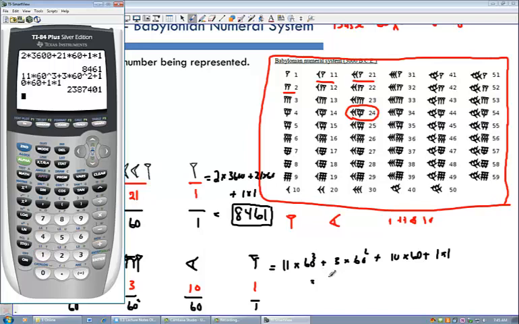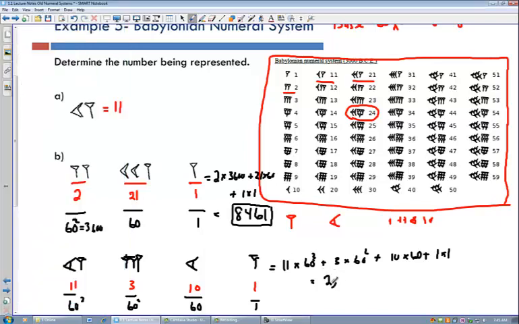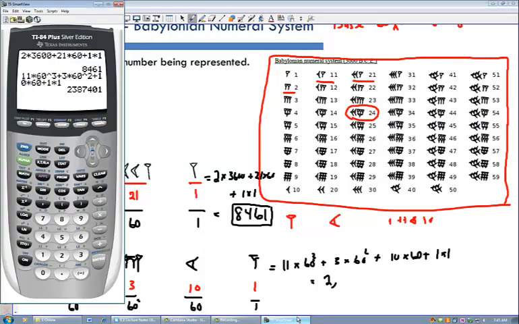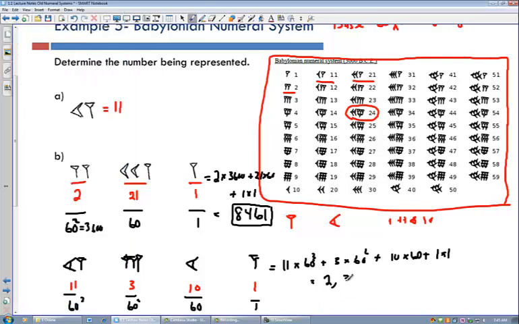And I get back a huge number, 2,387,401. So that's a lot of things that we've represented with just a few symbols.